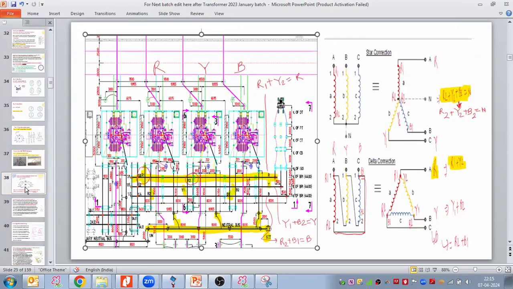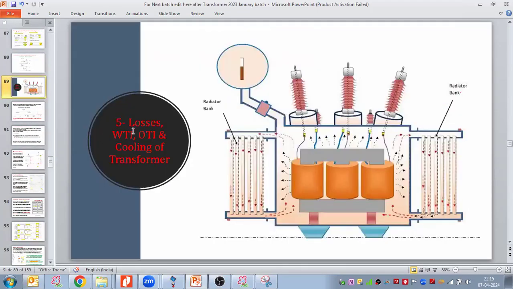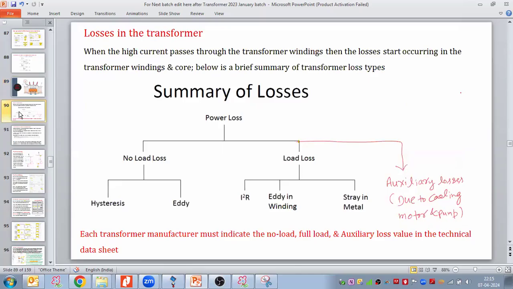So first, let us start with the fifth parameter, which is transformer losses, and then WTI, winding temperature indicator, OTI, oil temperature indicator, and cooling of the transformer. After that, we will reach the cooling of the transformer. So let us start with the losses first. These losses convert into heat. Due to that reason, we have to use cooling in the transformer. So let us see what types of losses we have in the transformer.